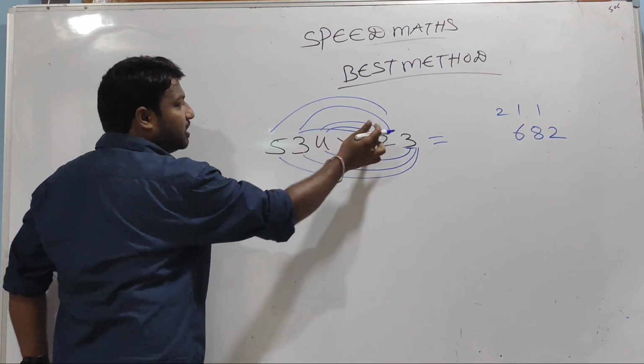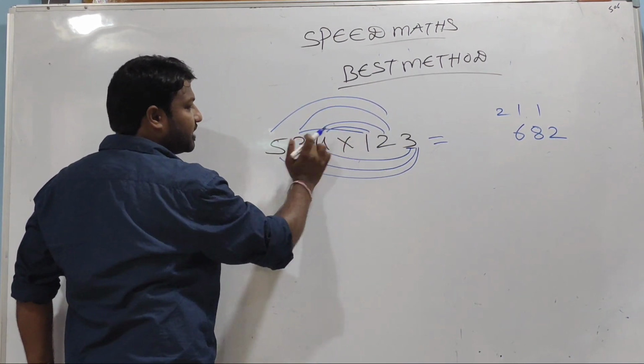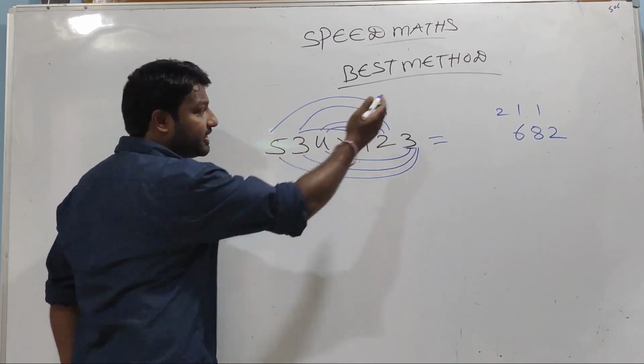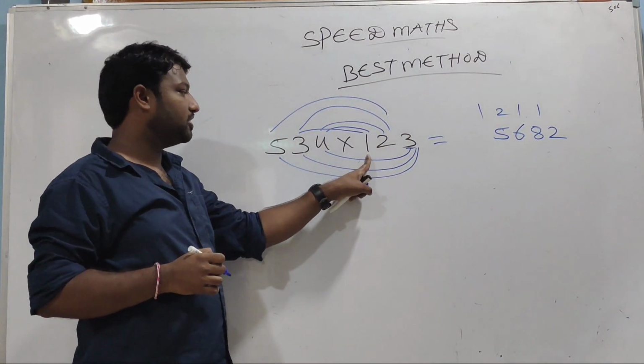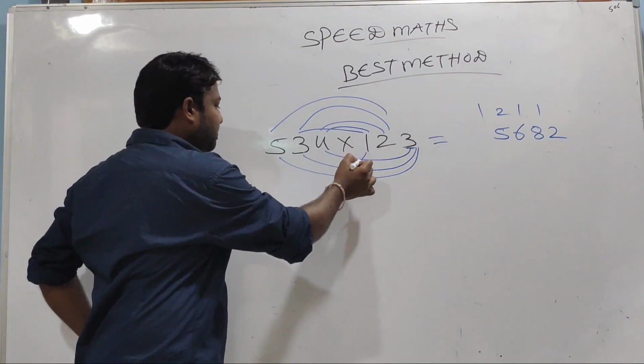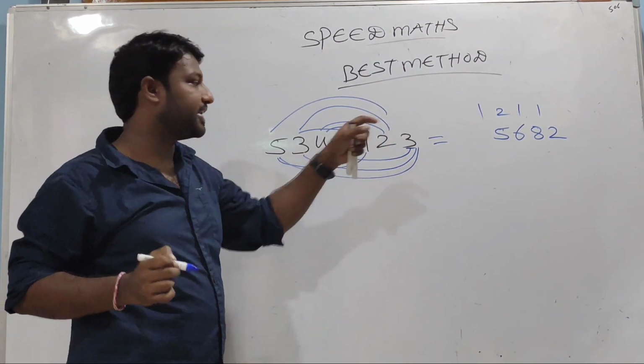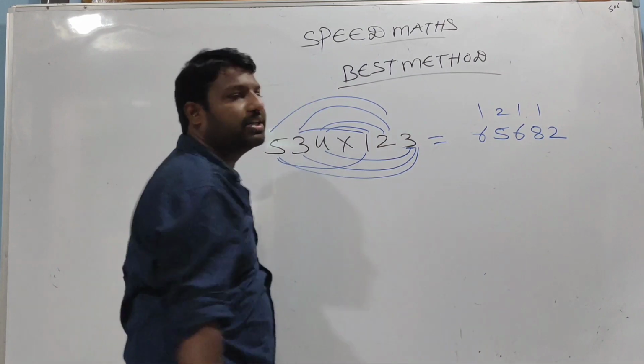So 5 2s are 10, 1 3 is 3. 10 plus 3 is 13. Carry 2, 15. I'll write 5 here, 1 here. Now this is also completed. Only this one is there, so this will multiply here. 1 5 is 5, carry 1, 6. In a single step you'll get the answer.